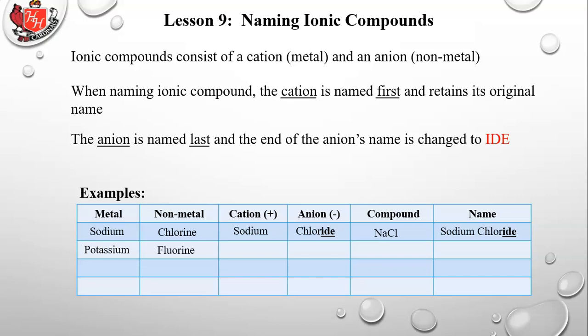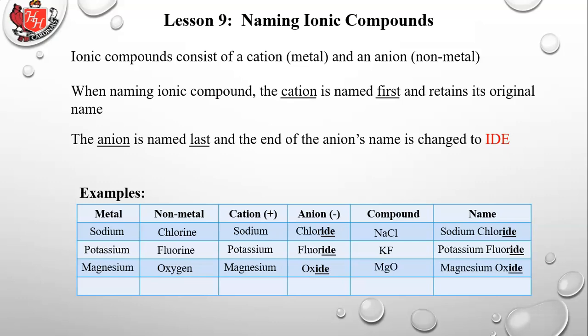Potassium, fluorine. Potassium is the cation. It passes the electron over to fluorine, and then that becomes a fluoride ion. So it's KF as the chemical formula, and it's called potassium fluoride. Magnesium and oxygen. The magnesium passes an electron over to oxygen, actually two of them, and that becomes an oxide. So you have MgO, and that's magnesium oxide.